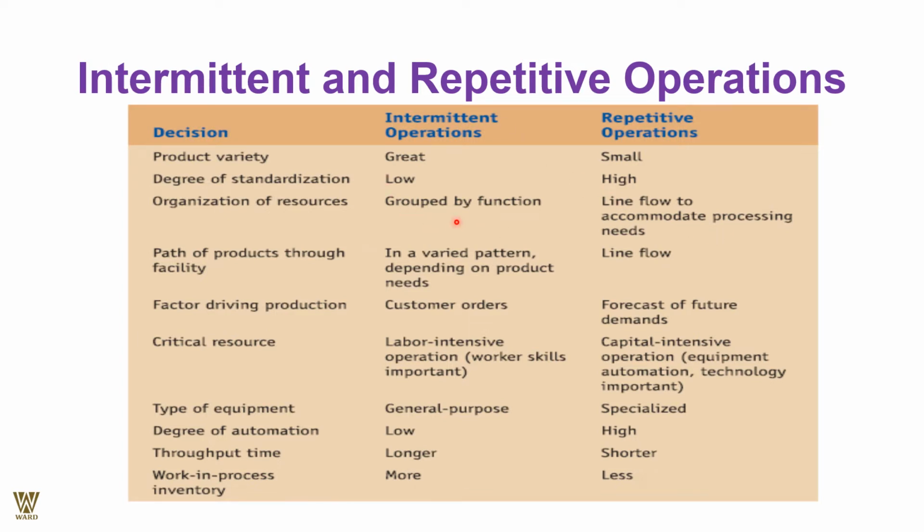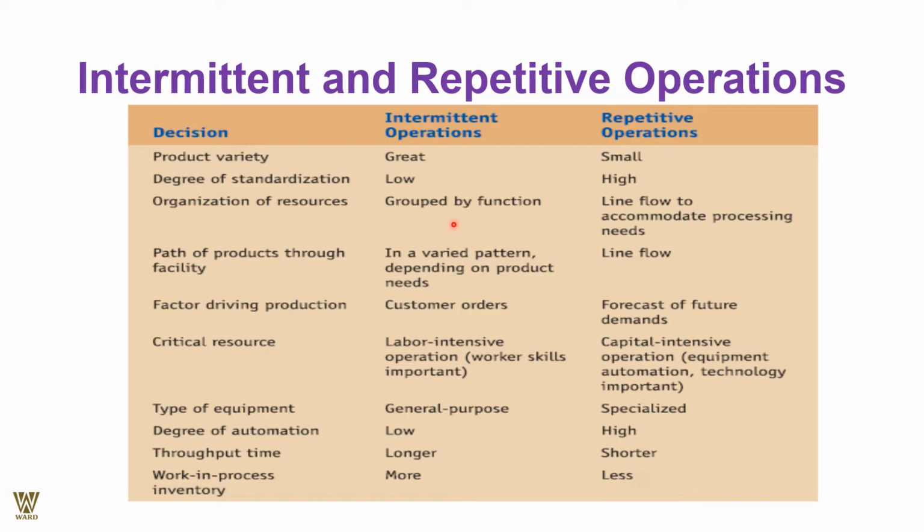Organization of resources in repeated function is line flow to accommodate the process, but in intermittent operation it is grouped by function. Batch 1, batch 2, batch 3. It's like, let's say, we are producing face cream for sensitive skin, face cream for normal skin, face cream for oily skin, and so on and so forth. Now these are the intermittent operations that we are looking into. The path of product through facilities is in a variety of patterns depending upon the product needs in intermittent fashion, but in repeated it goes seamlessly with the production. It is a part of the line flow process.